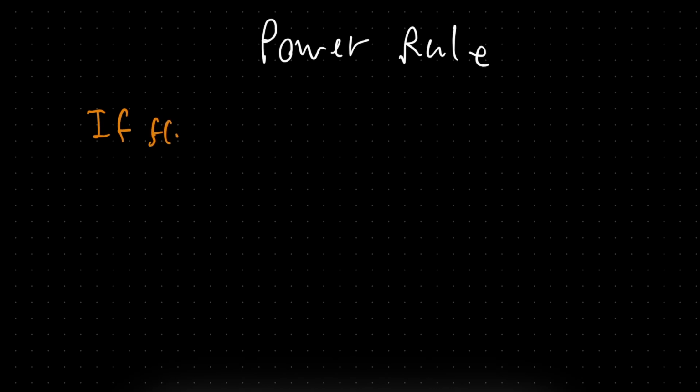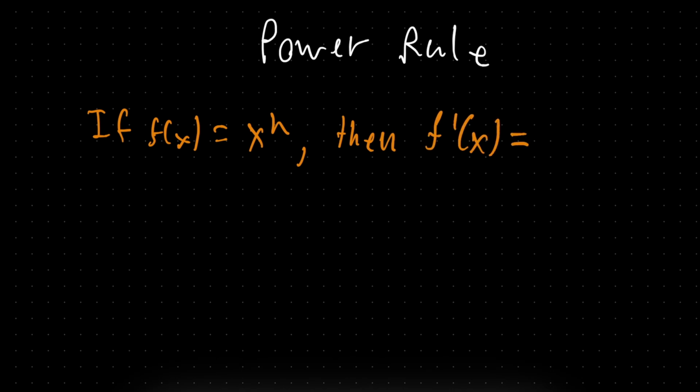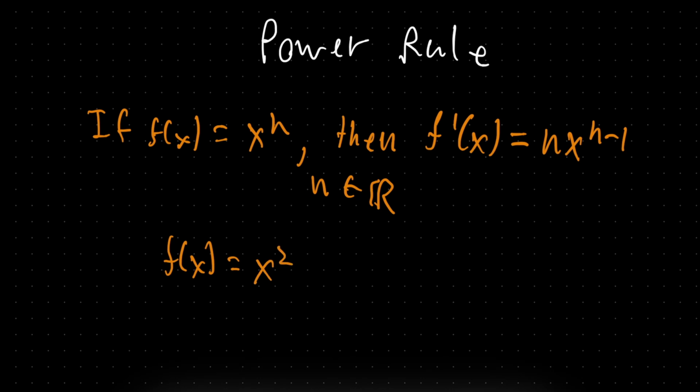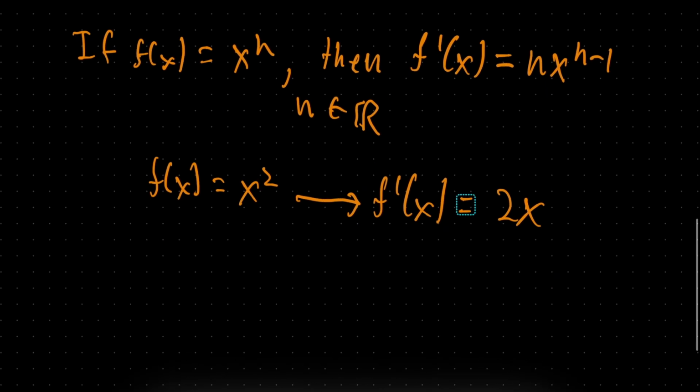If f of x is equal to x to the nth power, then f prime of x, or the derivative of f of x, is equal to n times x to the n minus 1 power, where n is a real number. It's a pretty simple rule, right? So if you have the function, I don't know, x squared, the derivative of the function is going to be 2x, right? If we have, let's say, x cubed, it will become 3x squared, and so on and so forth.